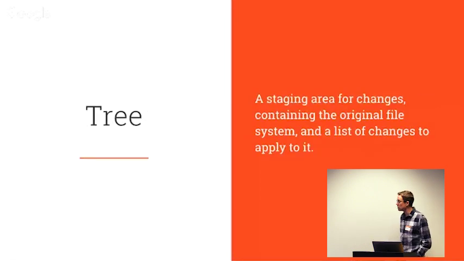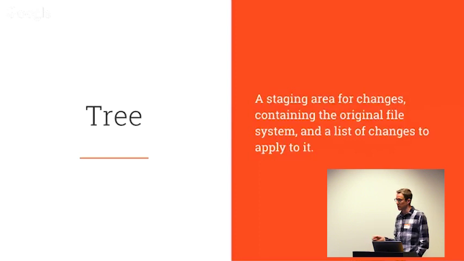The tree is a staging area for all your changes. And we'll see there's a class called Tree, and we'll use that to create files or to delete, rename, move, that kind of stuff. It's a staging area for changes that contains the original file system and a list of changes to apply to it. And this is actually an important point. Let me just stop here for a second, because you may be thinking, oh wow, schematics is just like a generator. Why do we need this really complex set of classes and utilities around all of this?